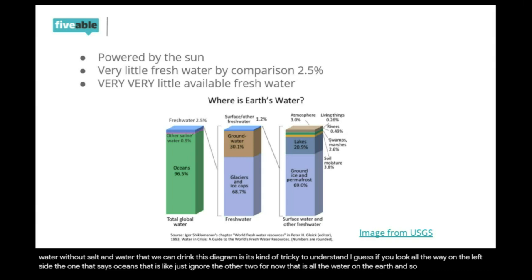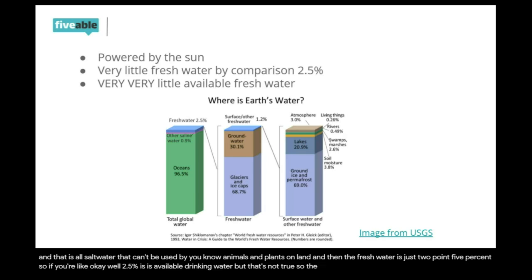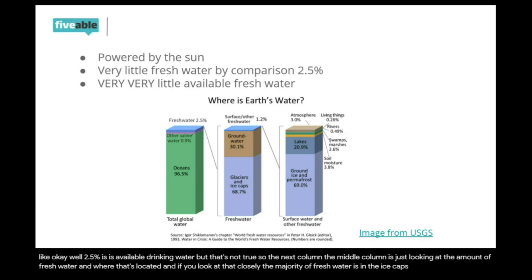And so oceans are 96.5% of the water on the earth. And that is all salt water that can't be used by animals and plants on land. And then the freshwater is just 2.5%. So you might think, okay, well, 2.5% is available drinking water, but that's not true. The next column, the middle column, is looking at the amount of freshwater and where that's located. If you look at that closely, the majority of freshwater is in the ice caps. So it's frozen. We can't get to it.